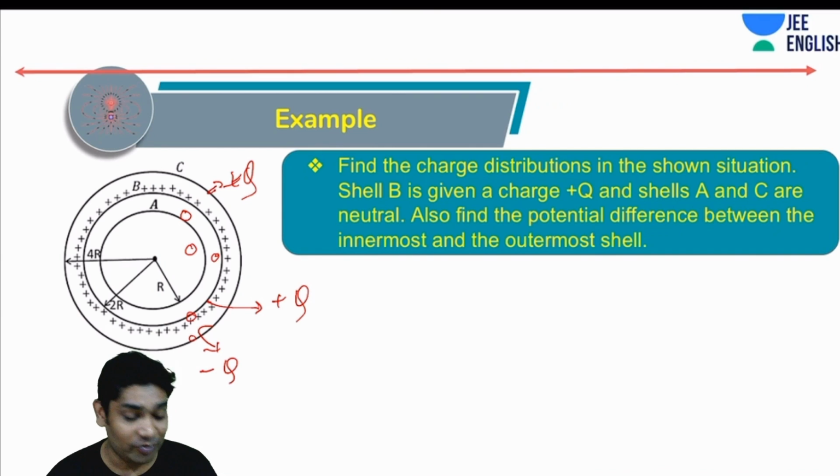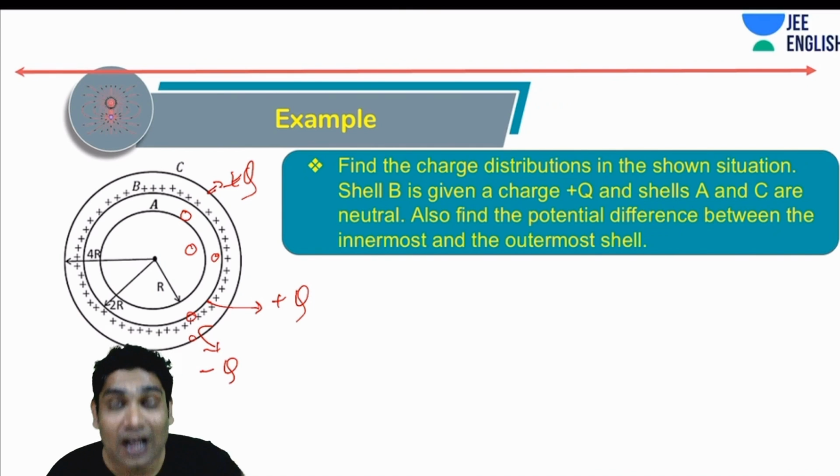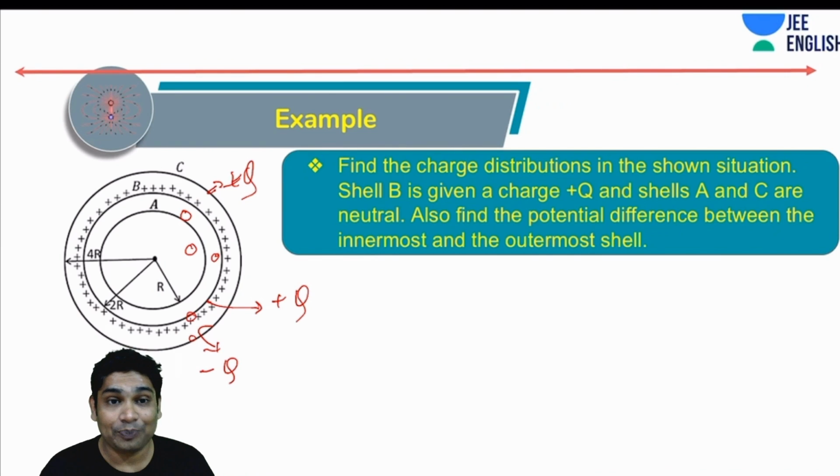The next part, what you've been asked is to find the potential difference between the innermost sphere and the outermost shell, right? Now, all you need to do is find the potential difference between shell B and C, and that will be the same as the potential difference between shell A and C. Why so? That is because shell B and shell A will be at the same potential.